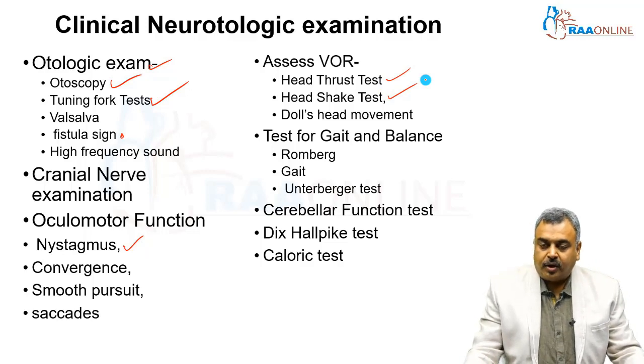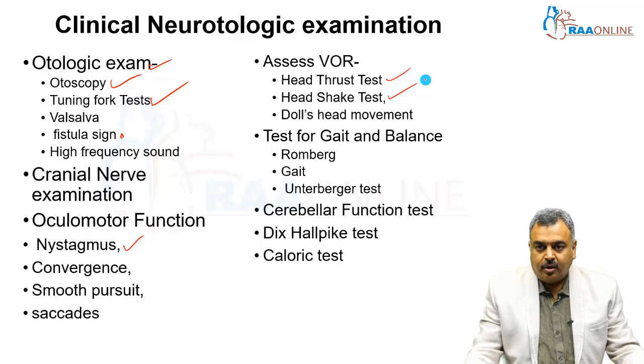And we test for gaze and gait and balance by doing a Romberg test. And if Romberg test is negative and you still feel that there is a possibility of vestibulopathy or unsteadiness, then you can do a forced Romberg test, then test for gait and do the Unterberger's test.